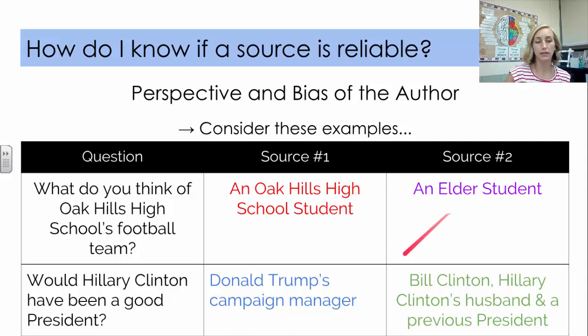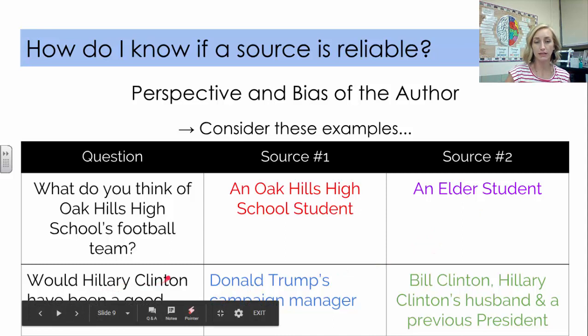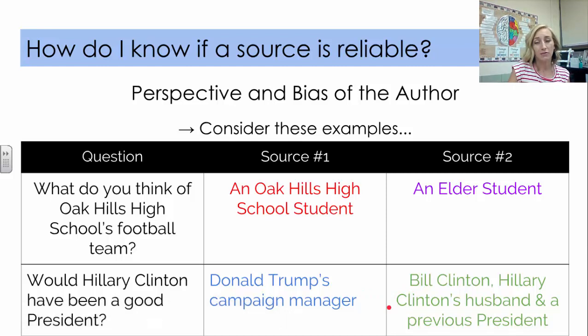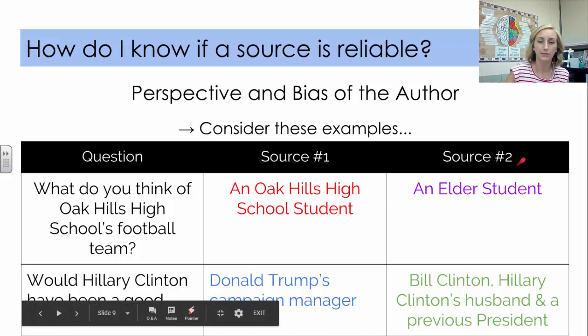Consider the other question, would Hillary Clinton have been a good president? Well, consider source 1, Donald Trump's campaign manager or lead secretary, something like that, versus source 2, Bill Clinton, Hillary Clinton's husband and a previous president. Although both of these are going to have major bias, right? Bill Clinton might be the better perspective because he was a previous president, so he can use his experiences to make that judgment call. And he probably knows his wife, right?